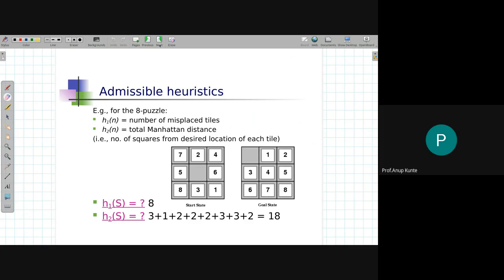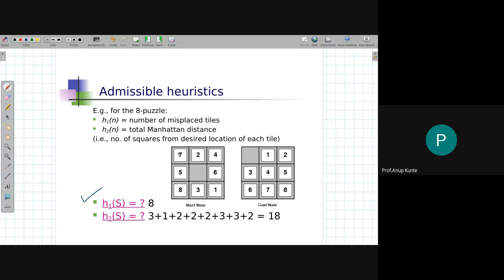I give you some time to go through this slide, with a pen and pencil if you want, and figure out how H1 of S is 8, which is easy. You just want to check how many tiles are placed correctly out of the number of tiles we have. We have 9 tiles. Out of those 9 tiles, they say only one is placed correctly, so 8 are misplaced tiles. I need to confirm that.